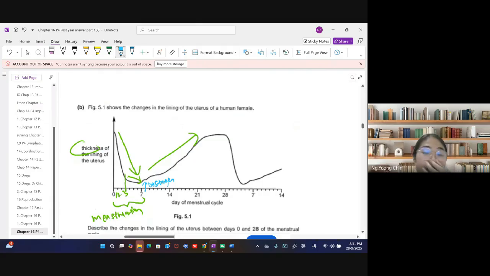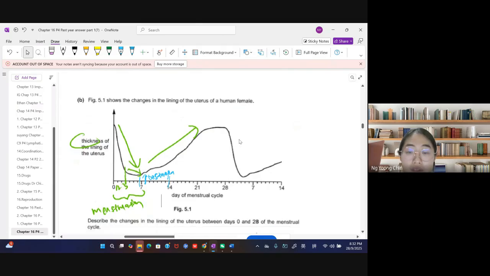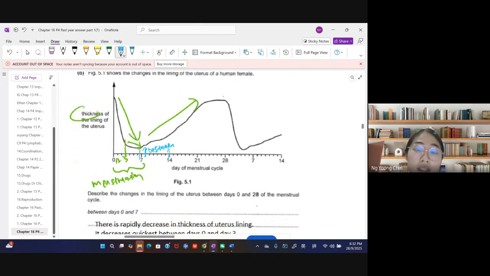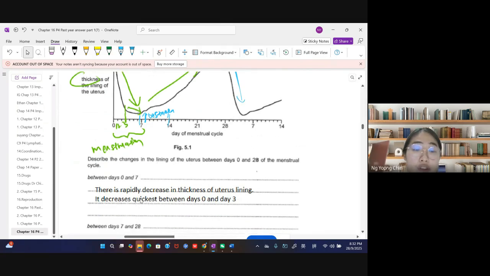So when you are increasing the estrogen level from day 7 to 14, you are also increasing the thickness of the lining. But at this point there is failure of fertilization, so the progesterone hormone also rapidly drops. That's why the thickness of the lining also drops. So you can describe the change, okay?